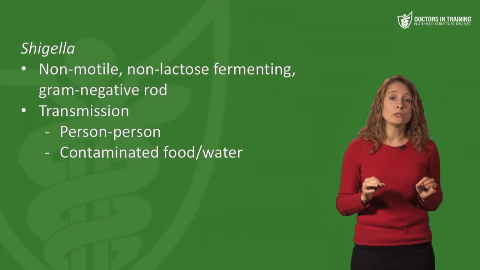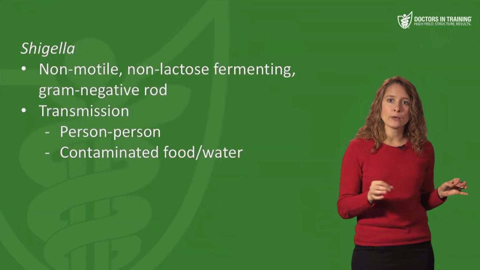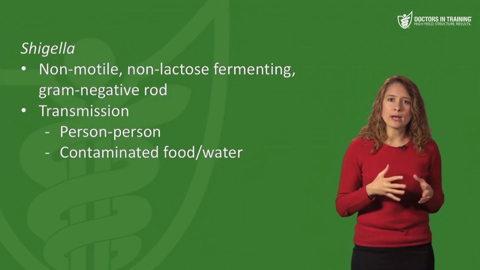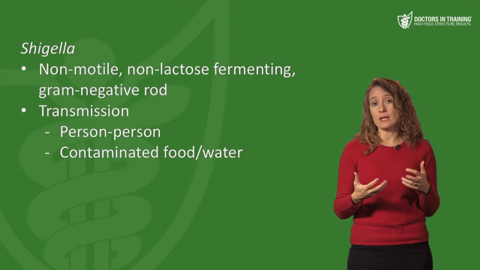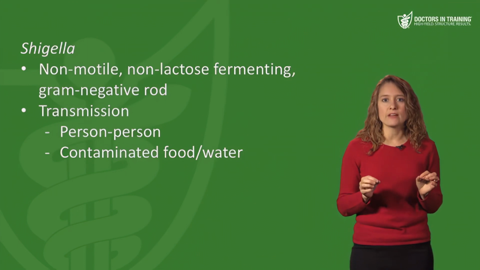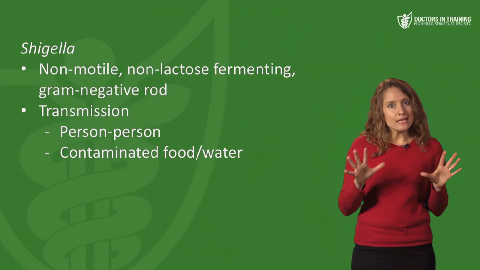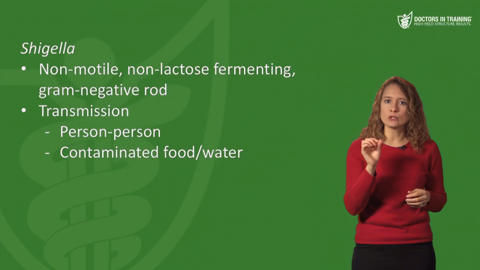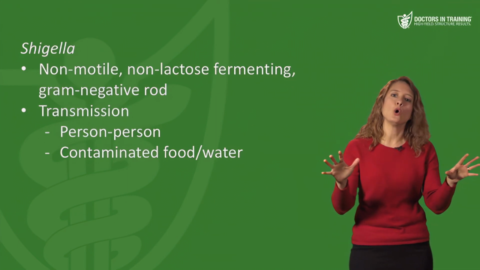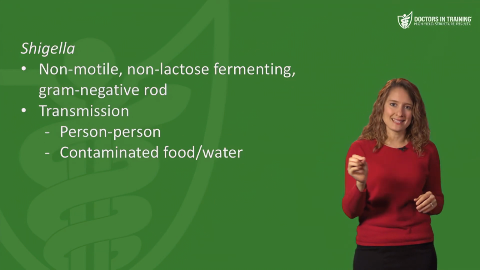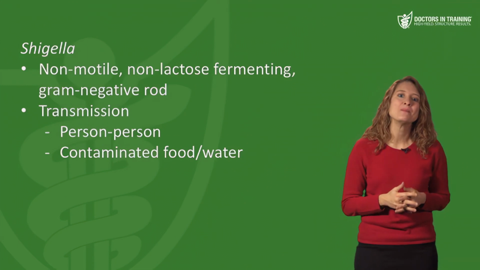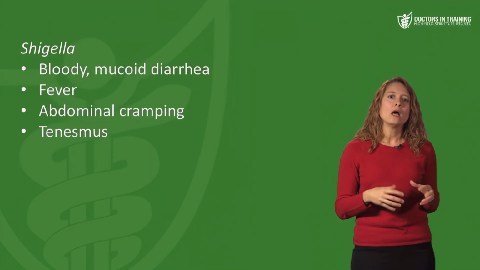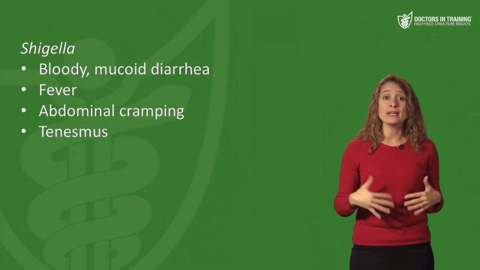It's a non-motile, non-lactose fermenting gram-negative rod that can be grown from stool culture. Shigella can be transmitted through direct person-to-person spread or from contaminated food and water. It's very infectious. You only need 10 Shigella organisms to cause dysentery. In medical school, I heard about this delivery truck driver who inadvertently spread it to a whole bunch of people who used his pen to sign for their packages. That's scary. It usually causes a small amount of bloody mucoid diarrhea along with fever, abdominal cramping, and tenesmus.